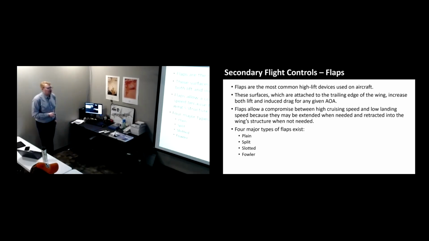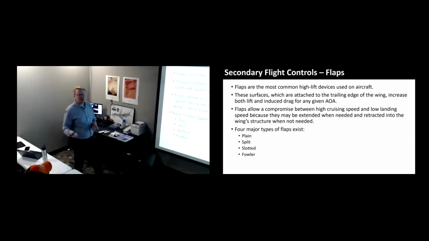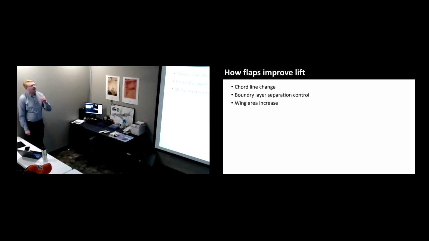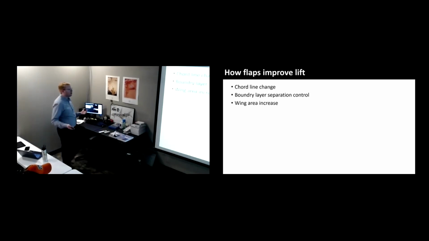So flaps' primary purpose is the ability to get in and out of airports with shorter runways, have steeper approaches, and fly at slower speeds. They produce more lift and more drag. In terms of different designs, we have plain, split, slotted, and Fowler. We'll talk about each individually. It does have a chord line change as you move that trailing edge of the flaps down.